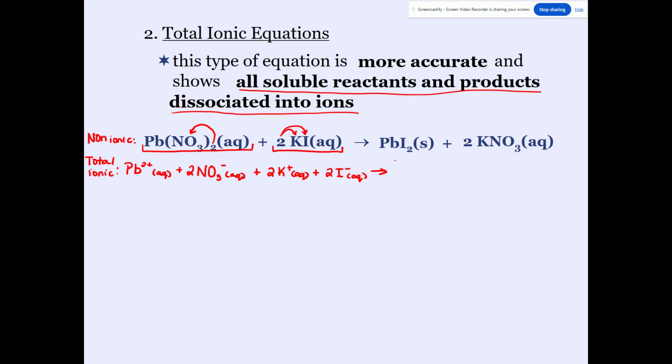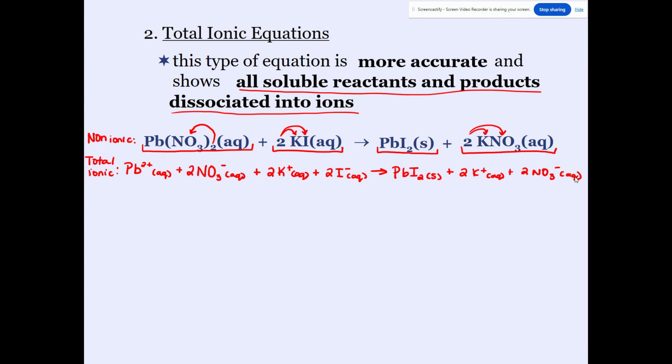Now next, I have PbI2. That is an insoluble product. Insoluble products do not dissociate. They stay whole solid products, okay? But my next compound is soluble ionic, so it will turn into free ions. 2 free potassium ions and 2 free nitrate ions. Okay, so that is the total ionic equation.